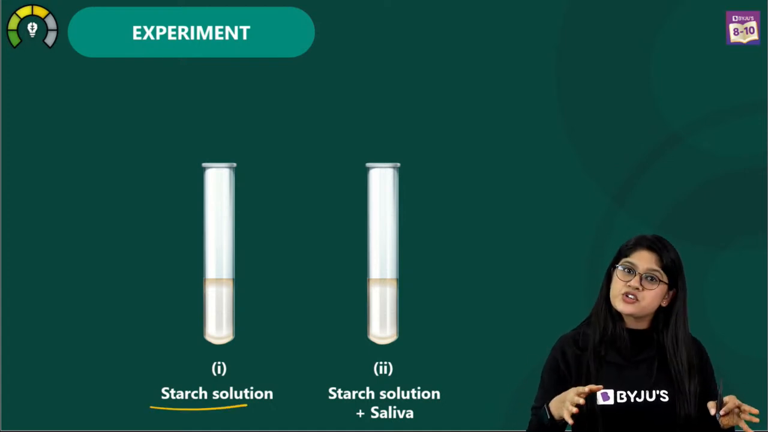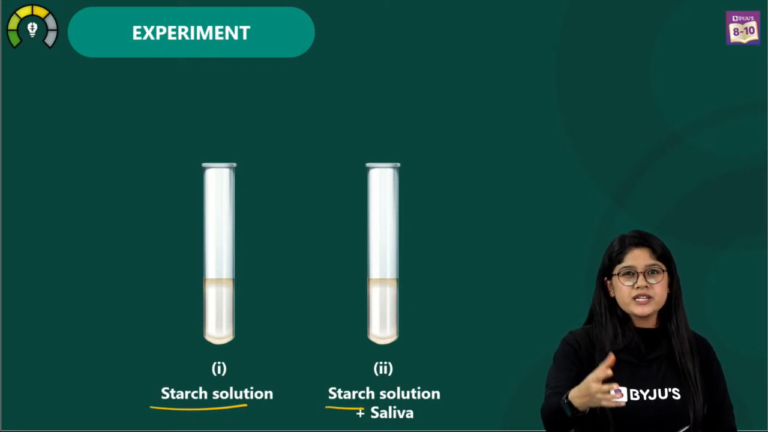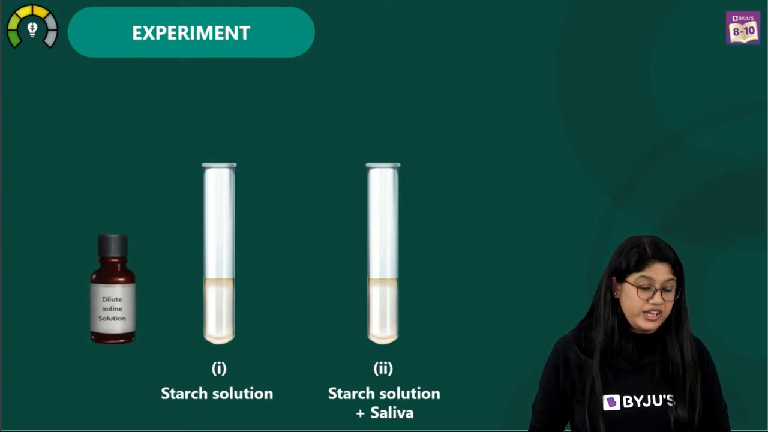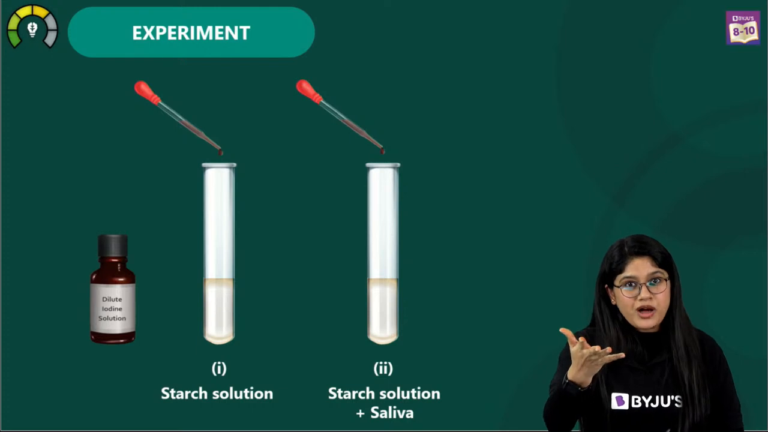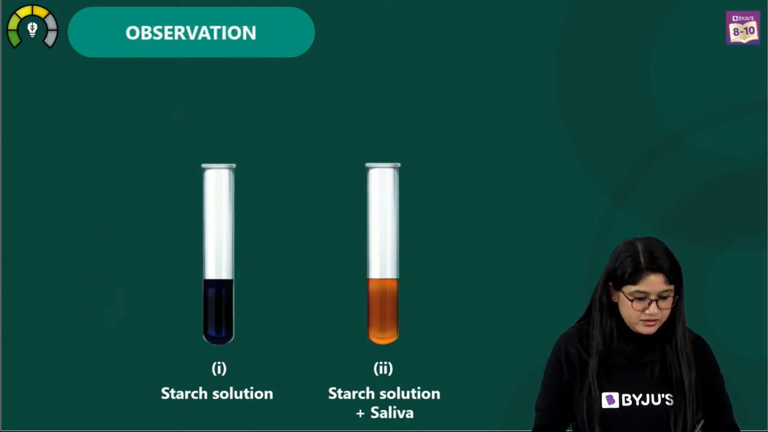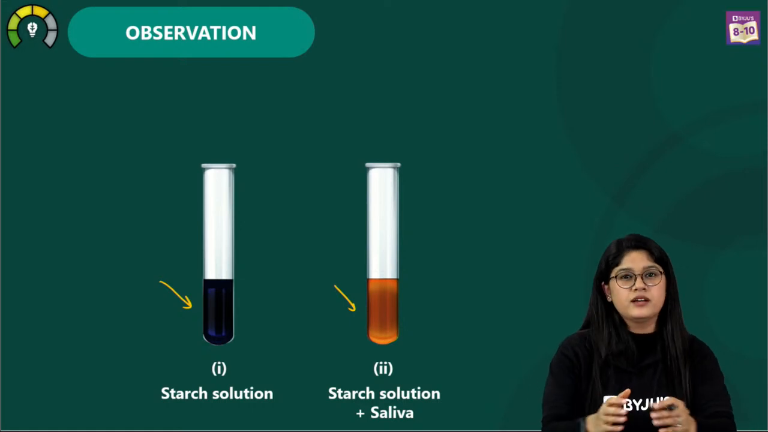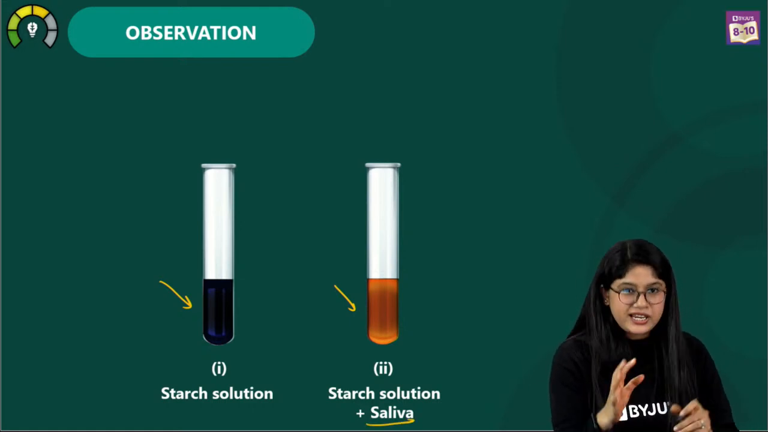We have the starch solution, right? And we have the starch solution plus saliva. Now, what will we be doing? We will be adding the iodine solution. Here we have the iodine. Let's add it and let's see the magic over here. Now, of course, one will be turning blue-black because it has starch, right? And the other, we have brown color. Why do we have the brown color? Because we have the sugar, right? So there's a connection to it.